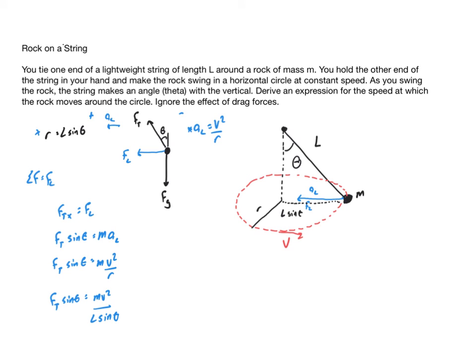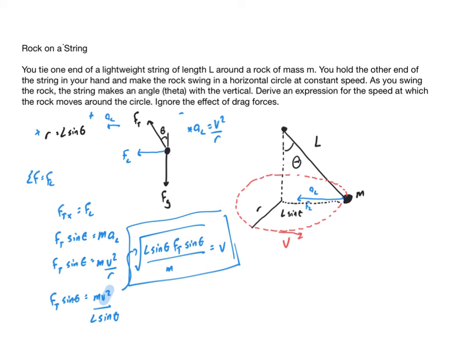And it looks like we were supposed to solve for v squared, so we can just do a little bit of algebra and finish this guy out. So we'll go this way. So v equals the square root of L sine theta times F_t sine theta over the mass of the rock, and this is the expression used to figure out how fast that rock moves in a circle.